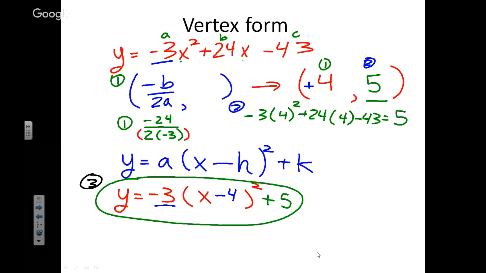Honestly, on this, I would be okay if you just wrote down the vertex and the answer, because you can do this in the calculator, and you can do this in the calculator. The only advantage of showing all your work is if you make a little mistake. If you just write down this and it's wrong, it's hard for me to give you any credit because I don't know what you're doing. Okay.